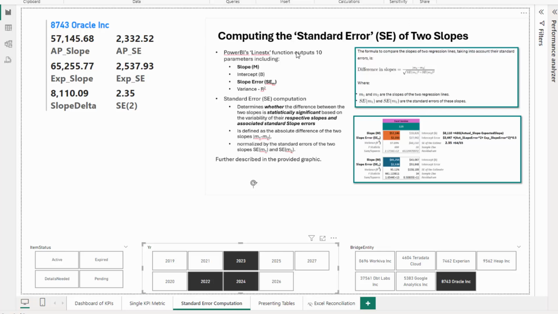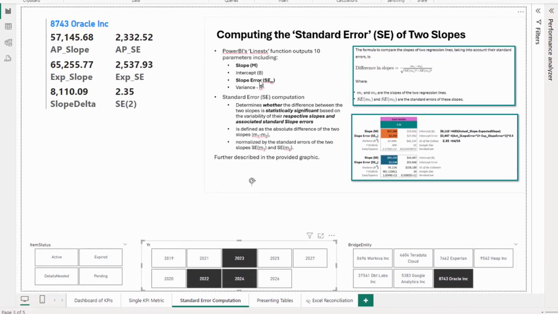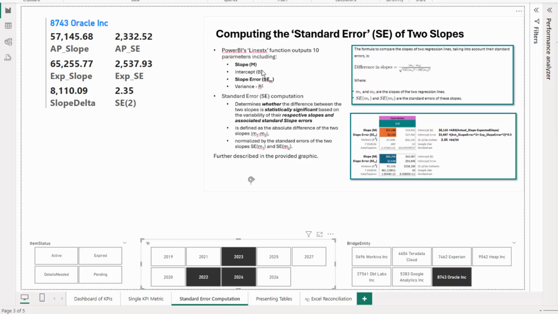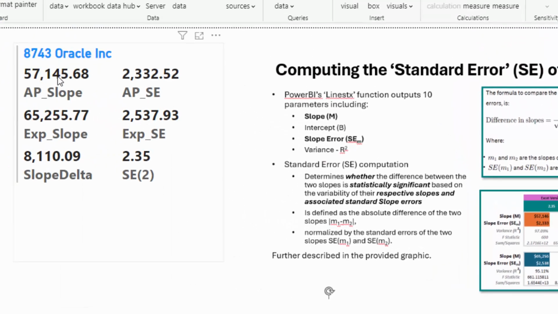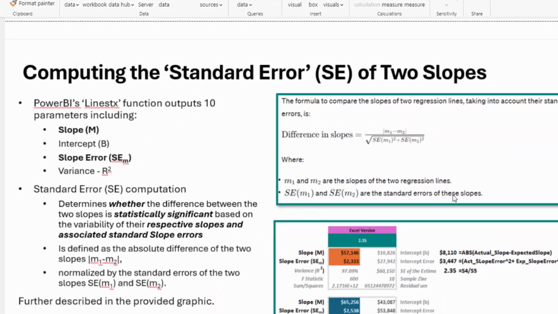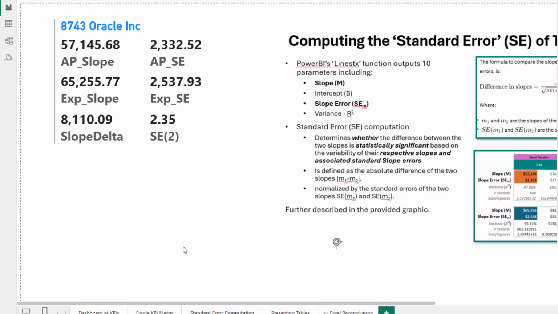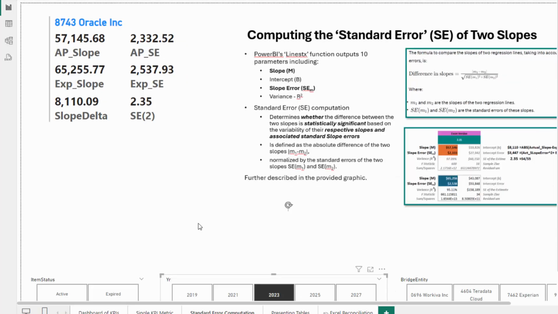The LINEST function outputs 10 variables, the very common slope and intercept, and we're going to use slope and standard error. We're not going to use the variance. We're not going to use the intercept. Again, just to go through the definition again, the standard error computation determines whether the difference between the two slopes, this versus that, is statistically significant based on the variability of the slopes and the associated standard errors. It's a combination calculation, a single metric to determine the scope of the divergence of your two lines. Very powerful stuff.